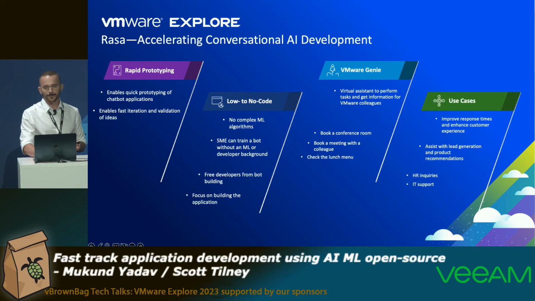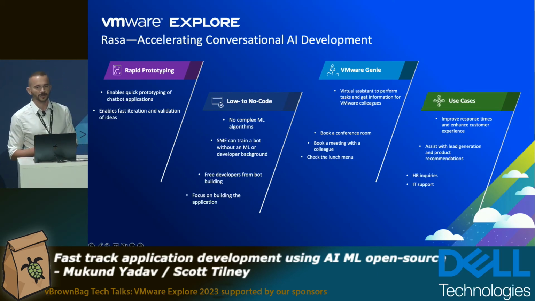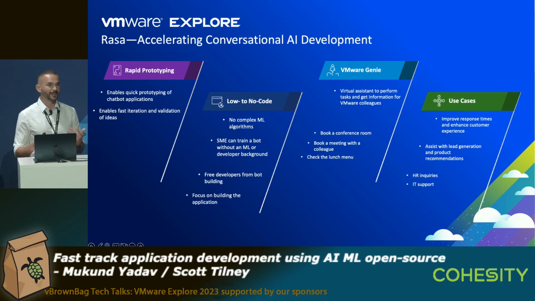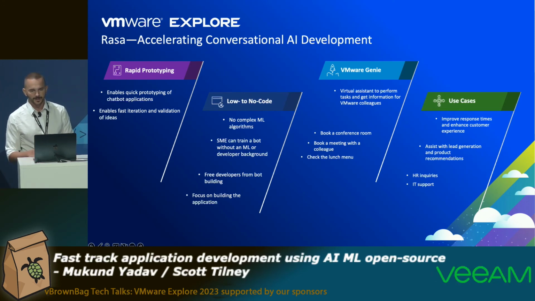Some other real-world use cases where you could use this software is in customer support. So for example, you could improve response times and enhance customer experience. Sales and marketing, you could do lead generation and product recommendations. And that's something we did at VMware as well. We built a SKU advisor for our sales colleagues so they could recommend SKUs quickly and easily to our customers. You could also do internal automation with like HR inquiries and IT support. And that's another area where we used Rasa at VMware as well.